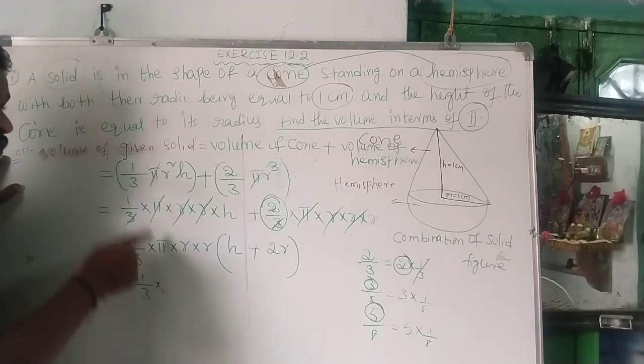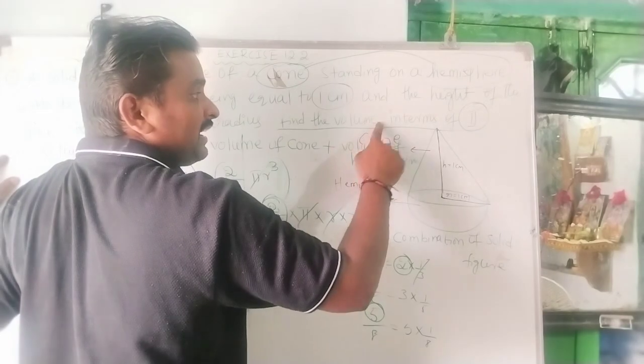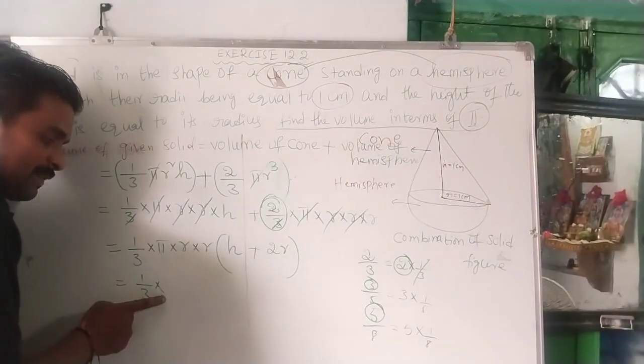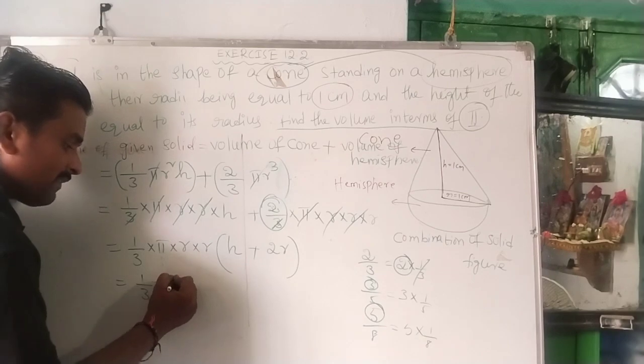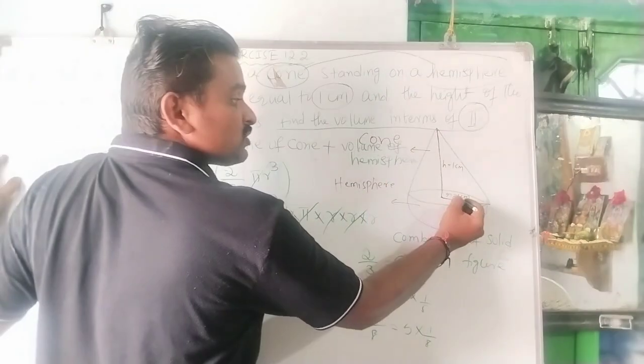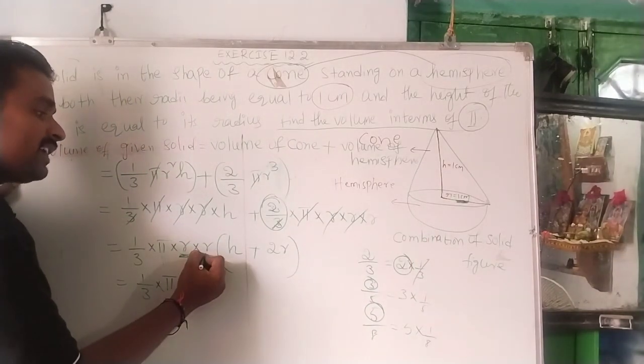Because we have to show the answer in terms of pi. What is the question? Find the volume of the solid in terms of pi. So we do not take the pi value, we directly write pi. I will write pi directly, then r means radius, the radius of the hemisphere, which is given as 1.